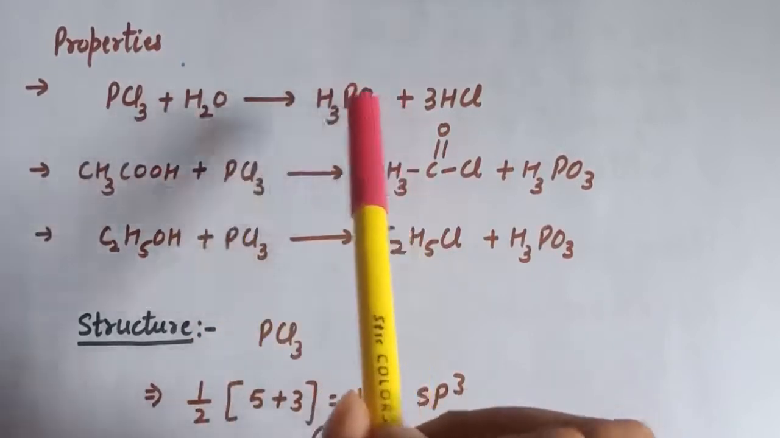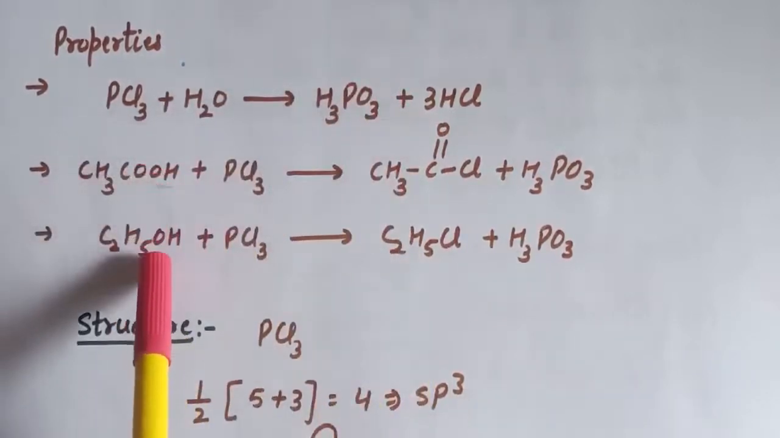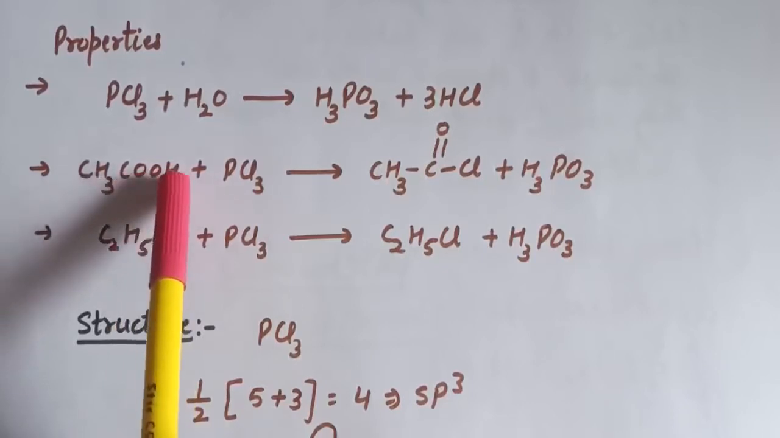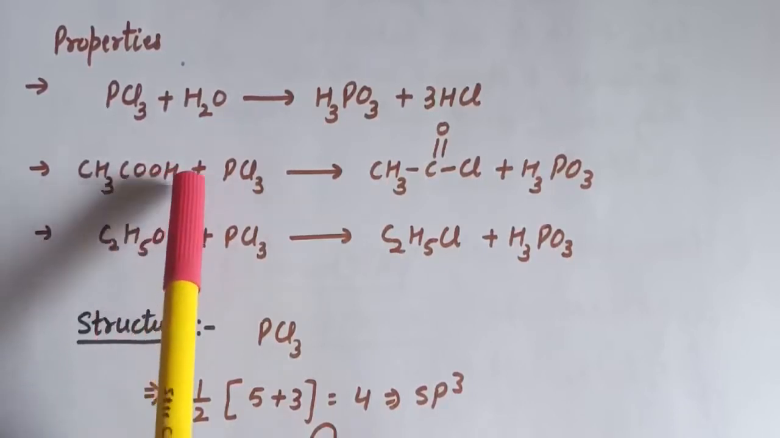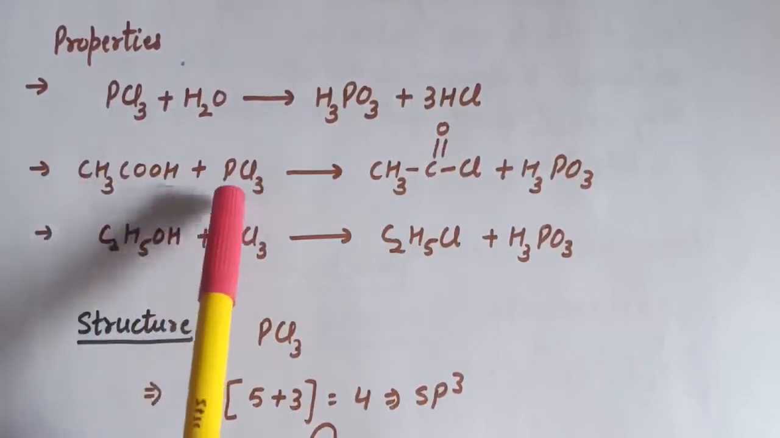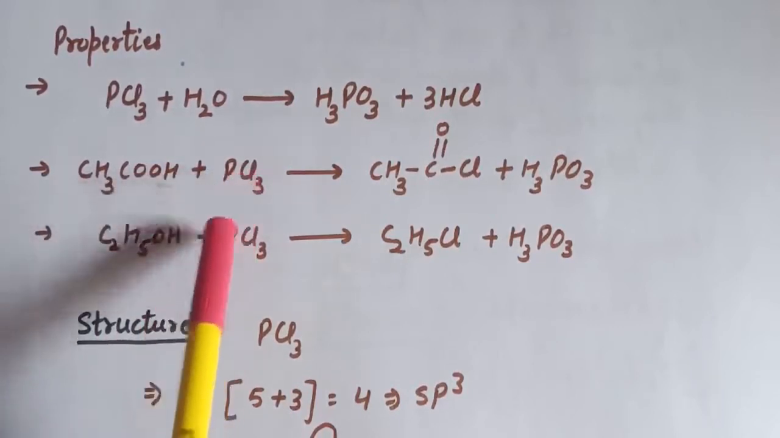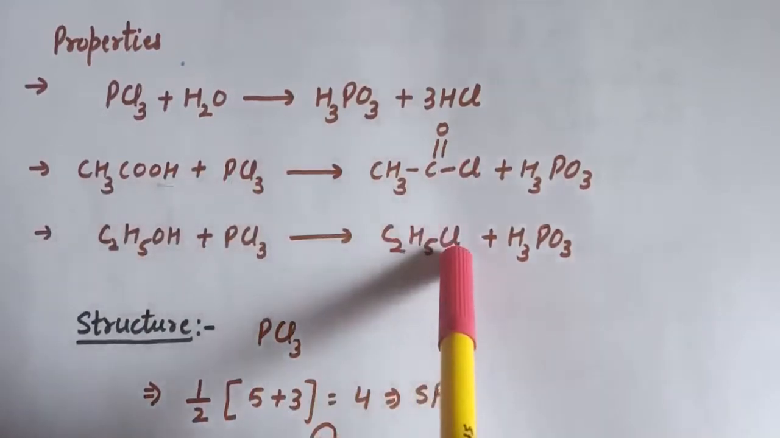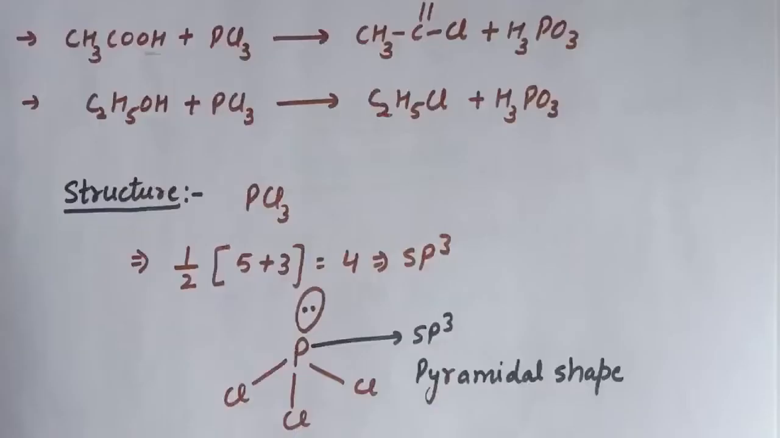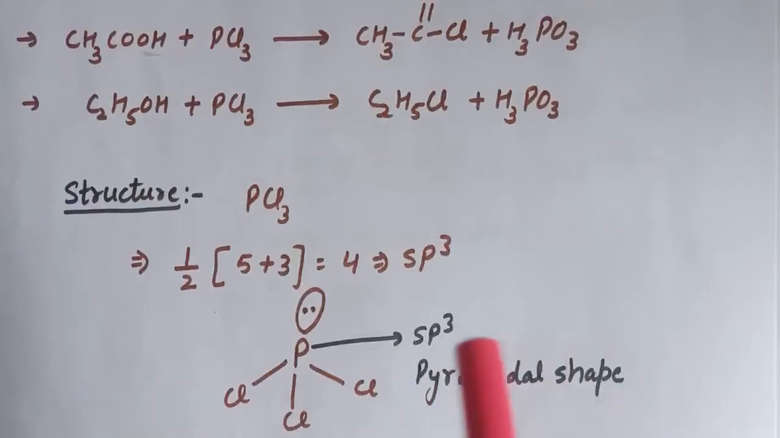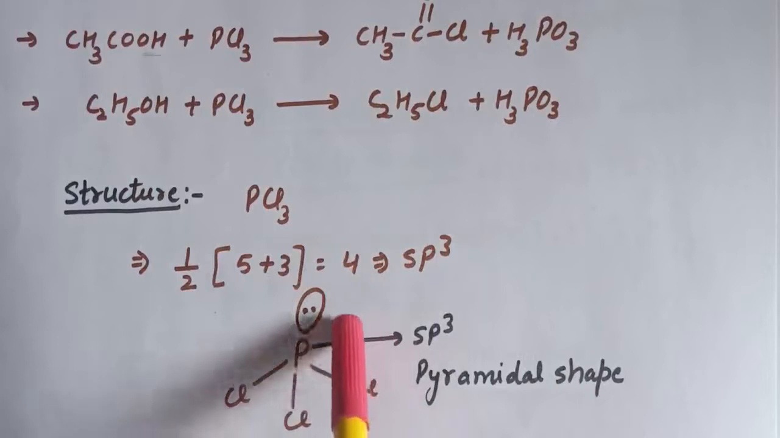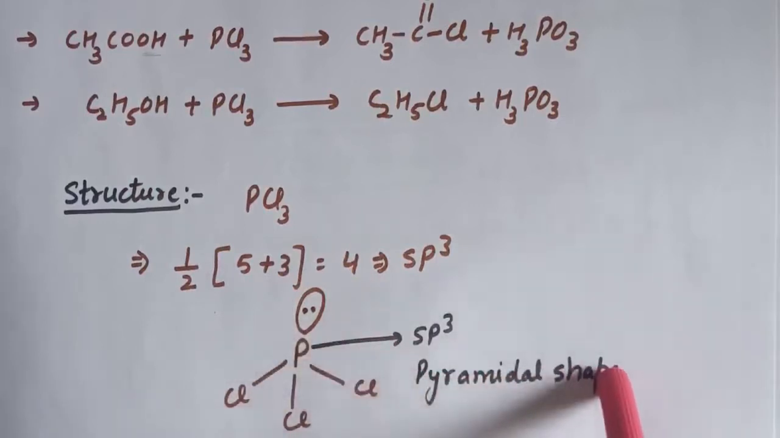It reacts with water, it also reacts with organic compound, and in organic compounds, for example in acetic acid and in ethanol, this OH is replaceable. So this OH is replaced by chlorine, and here we are getting acyl chloride and ethyl chloride. Next is structure of phosphorus trichloride. So structure of phosphorus trichloride is, the geometry is tetrahedral and the shape is pyramidal shape.